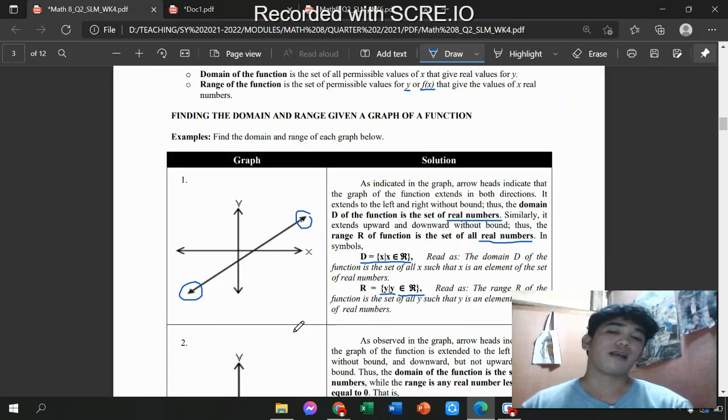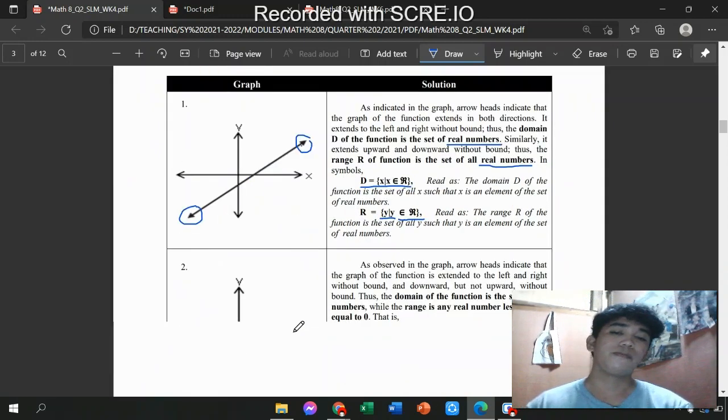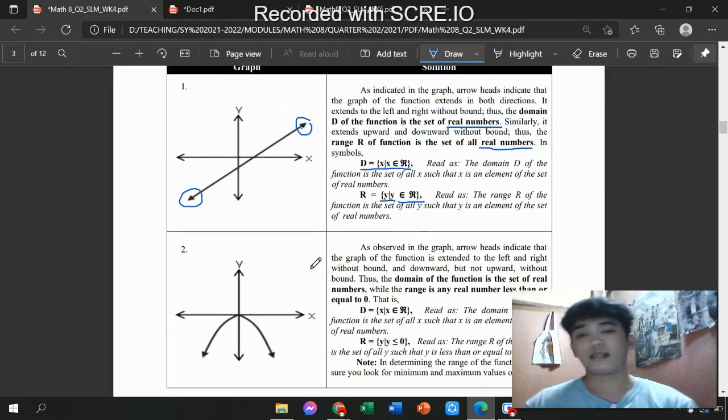So let's go to example number 2. Naay graph, but as you can see, lahi siya ug porma sa atong graph number 1. So we have here our x-axis and our y-axis. Then naay graph nga murag letter U nga nabali. So how can we determine its domain and range?